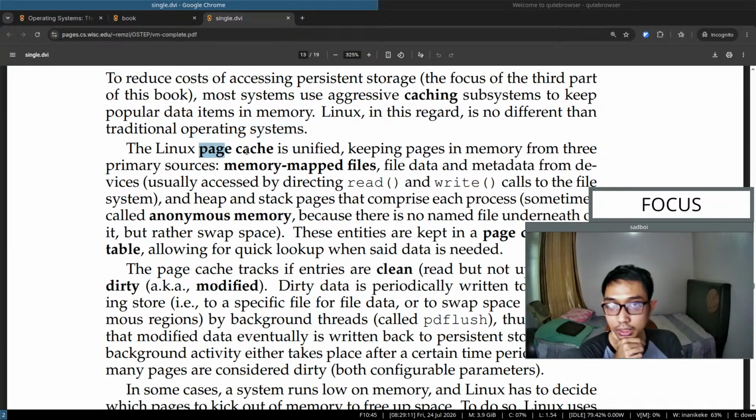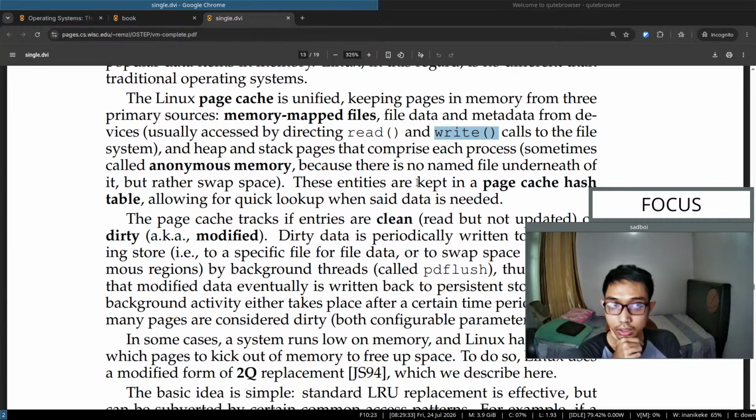The Linux page cache is unified, keeping pages in memory from three primary sources: memory mapped files, file data and metadata from devices, usually accessed by directing read and write calls to the file system, and heap and stack pages that comprise each process, sometimes called anonymous memory, because there is no named file underneath of it, but rather swap space.